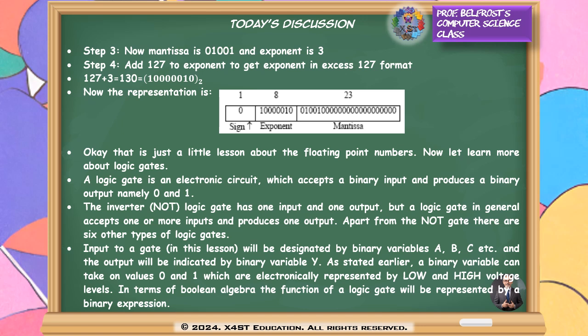Maybe you'll find other conventions in other literature, but we'll stick to this convention in this lesson. Inputs can be designated by binary variables like A, B, C, etc., and the output will be indicated by binary variable Y. In some textbooks it's Z or whatever, but I don't mind. As stated earlier, a binary variable can take a value of 0 or 1, which are electronically represented by low and high voltage. And in terms of Boolean algebra, the function of a logic gate is represented by a binary expression.